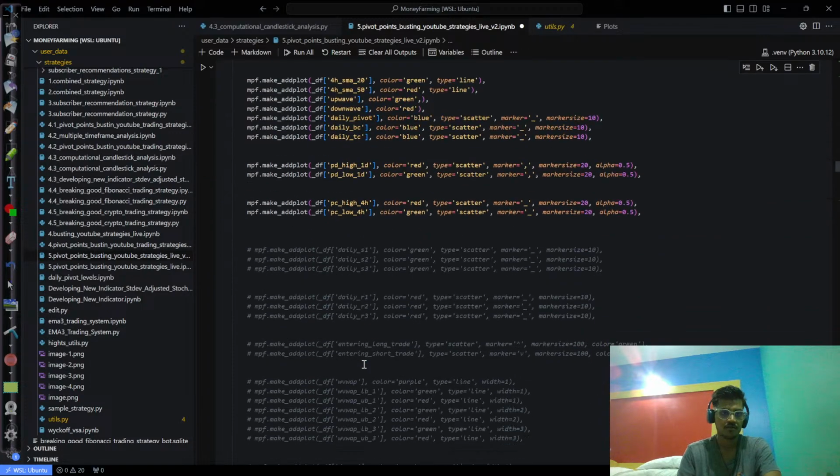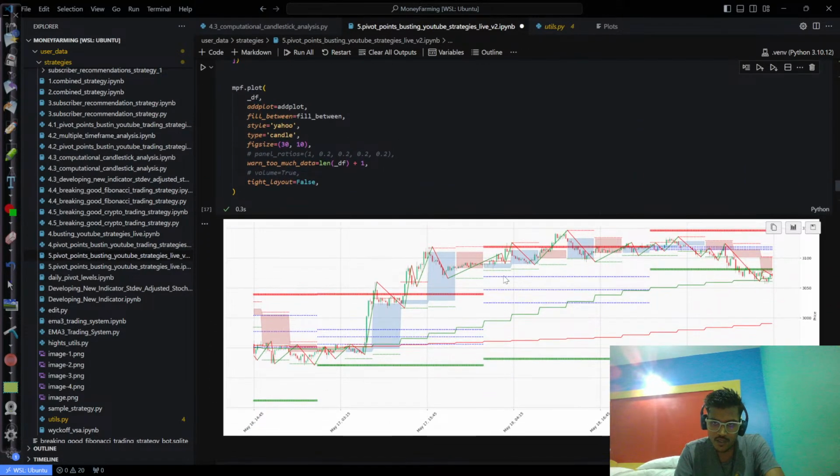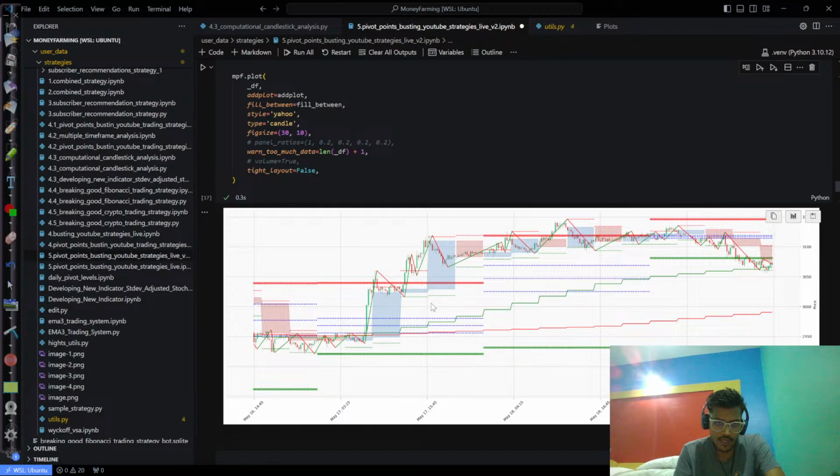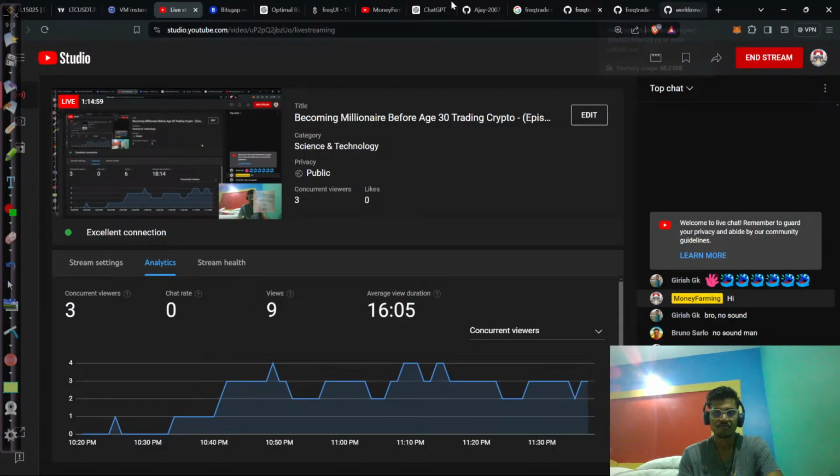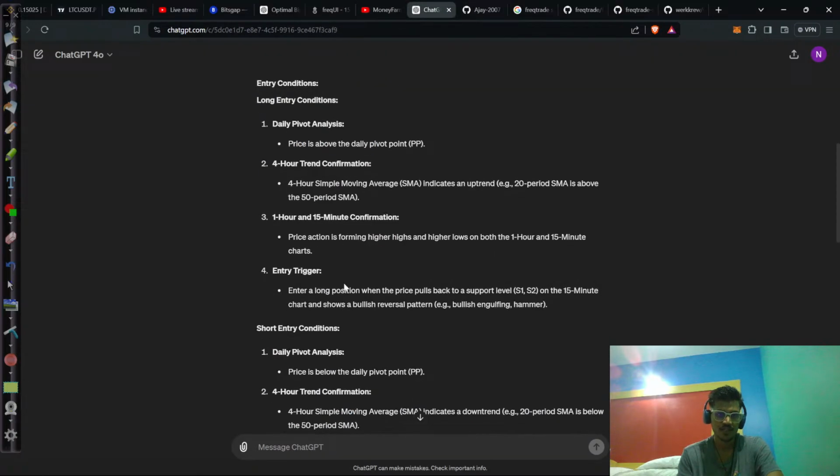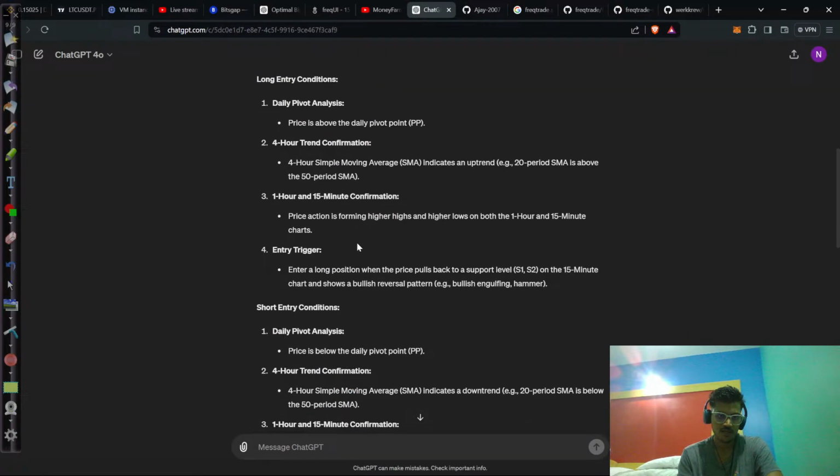So I'm going away so that I can show you. See, now I plotted the waves, right? If I want to plot the wave on a 1 hour, we can do that, I'll show you how to do it, but that will be for later. Right now I want to go to ChatGPT and see. Okay, so 4 hour, 1 hour, entry trigger: enter a long position when the price pulls back to a support level, which is S1, S2 on the 15 minutes chart, and shows a bullish reversal pattern like this.